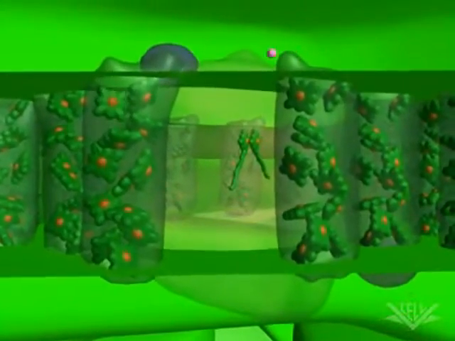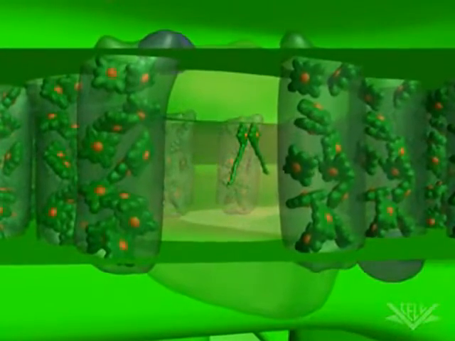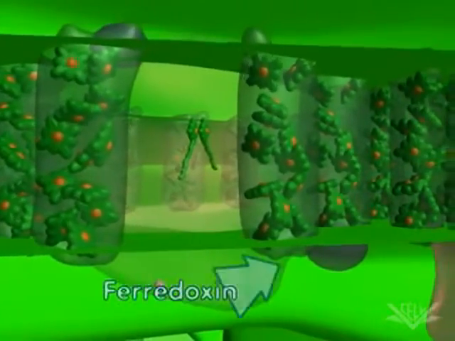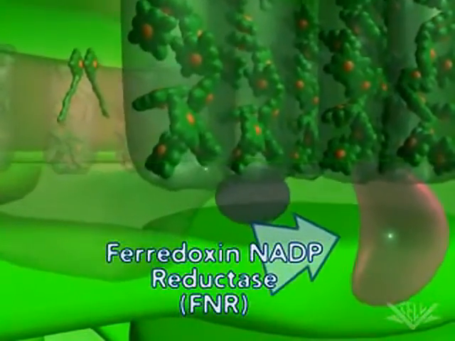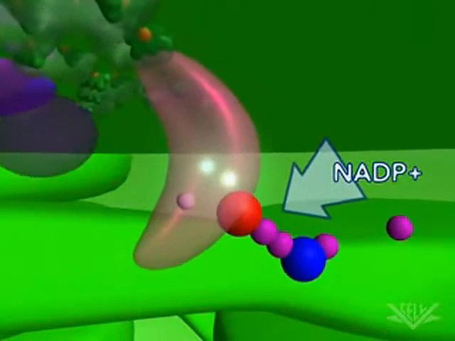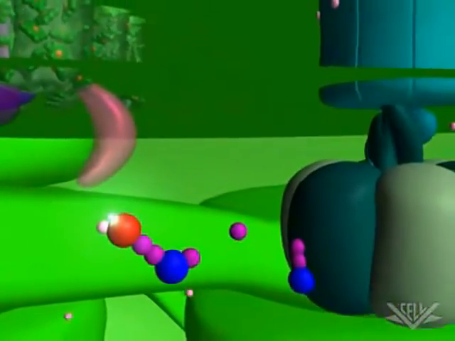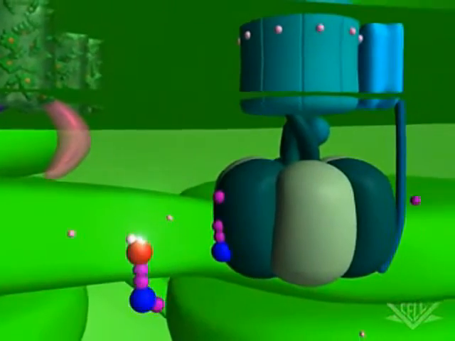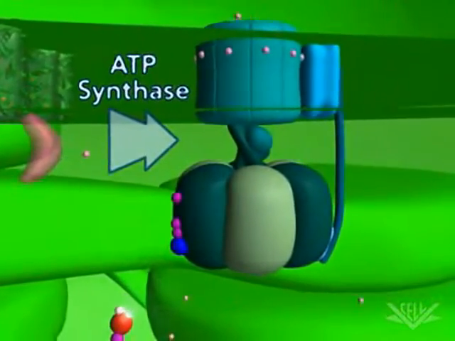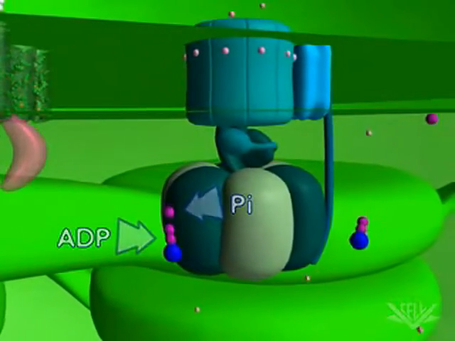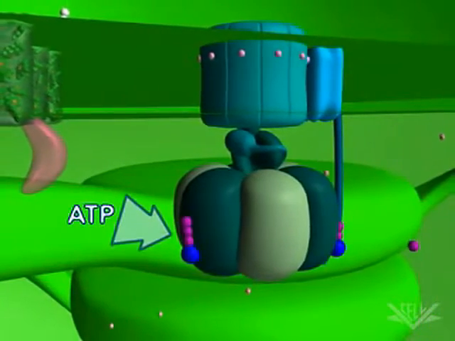It is here that photons again energize each electron and propel their transfer to ferredoxin. Ferredoxin then transfers the electrons to the ferredoxin NADP reductase, also known as FNR. After 2 electrons are transferred to FNR, NADPH is made by adding the 2 electrons and a hydrogen ion to NADP. The gradient created by the electron transport chain is utilized by ATP synthase to create ATP from ADP and Pi. This is similar to the way ATP is synthesized in the mitochondria.